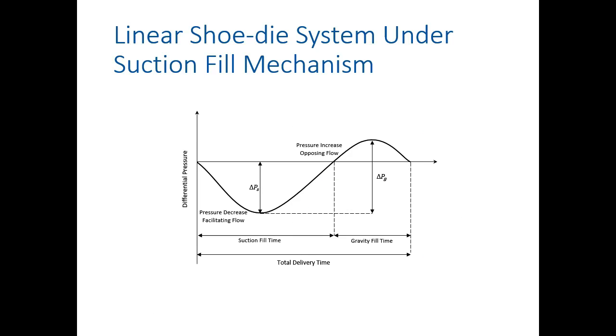So we get the suggestion that initially the pressure inside the die should decrease as we are sucking air into the system, and then it should increase to a maximum value when the suction field period is over and we have the gravity field period.